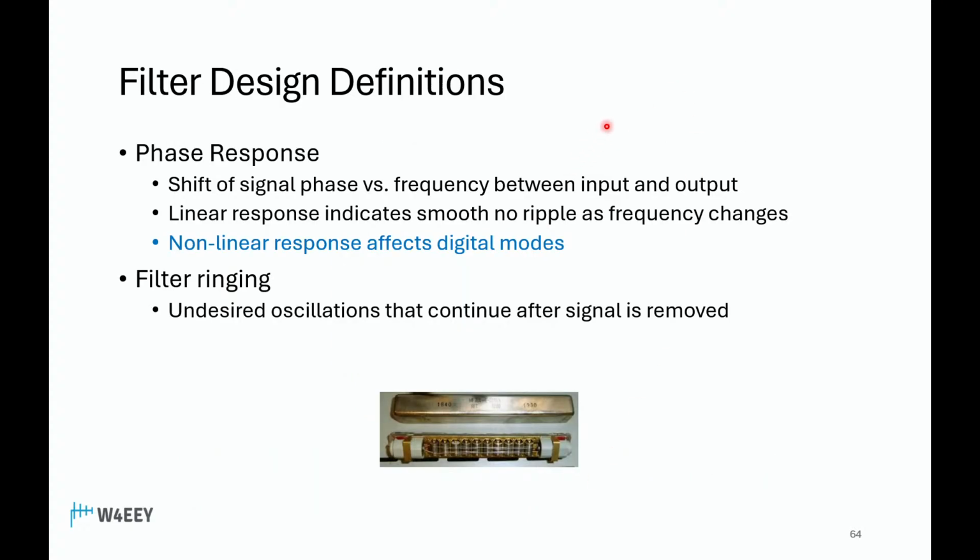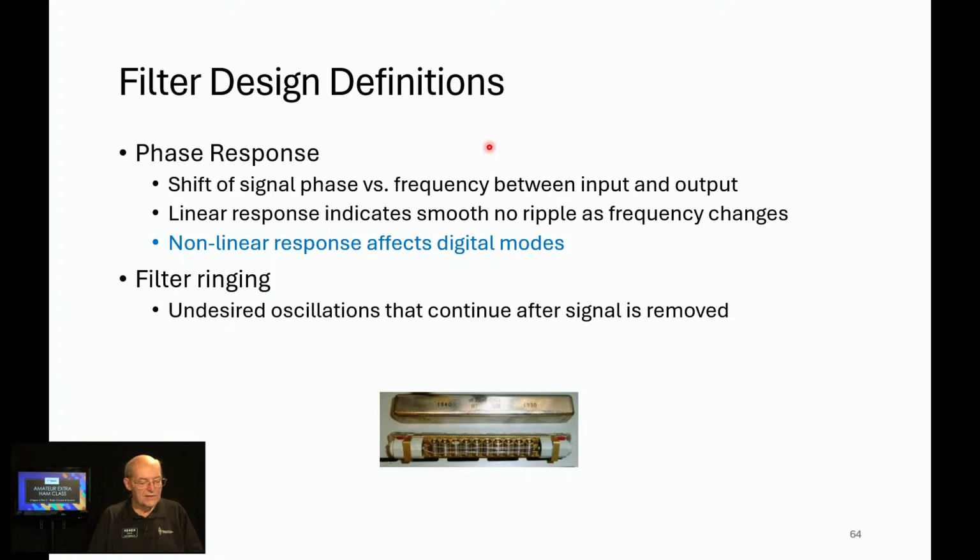Design definitions. We've got phase response. Now it's possible that we're just filtering out individual signals, but we can also be affecting phase in a filter, because when we're dealing with coils and capacitors, we got reactance effects going on, which affects phase. And a linear response would indicate smooth or no ripple as the frequency changes.